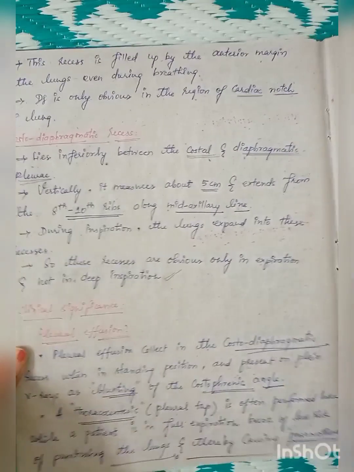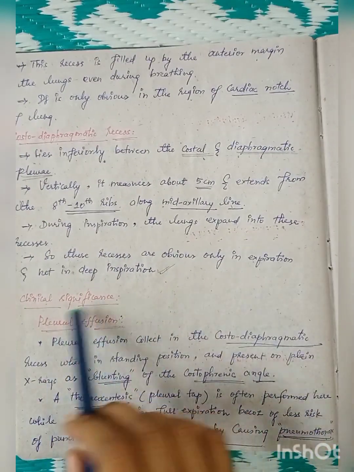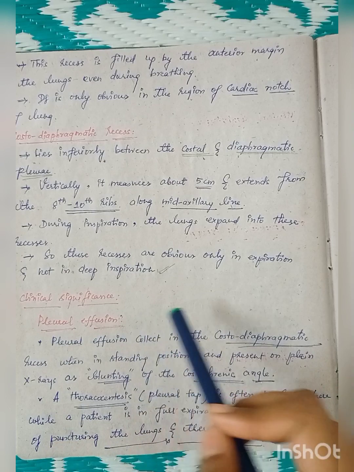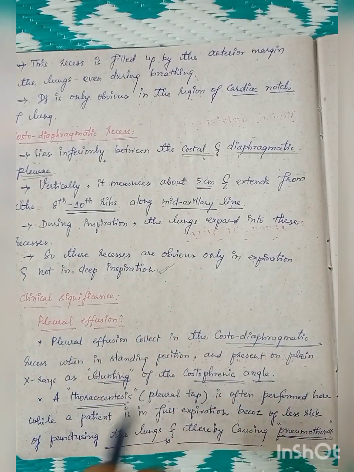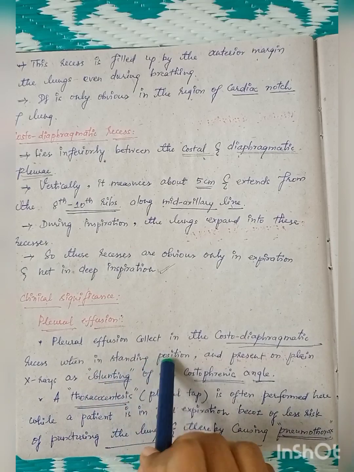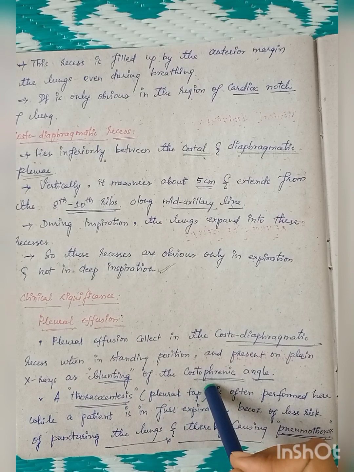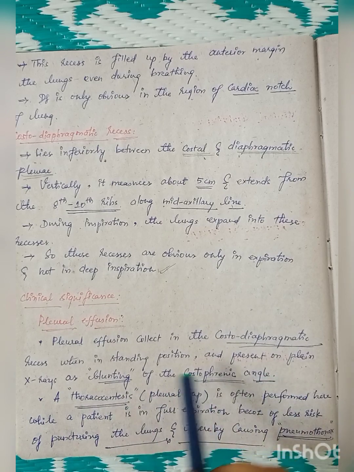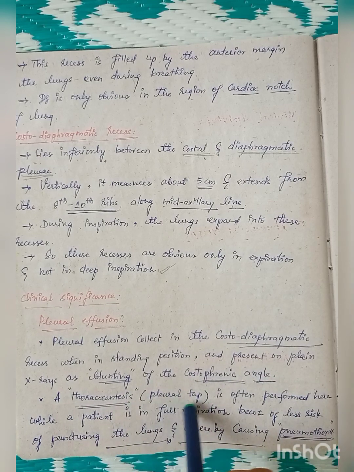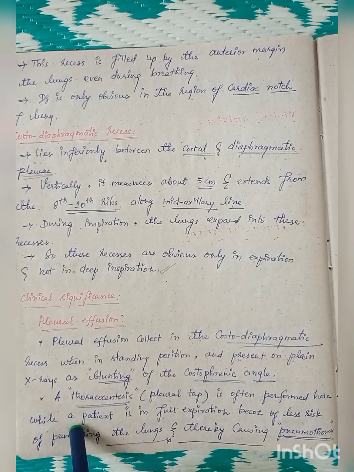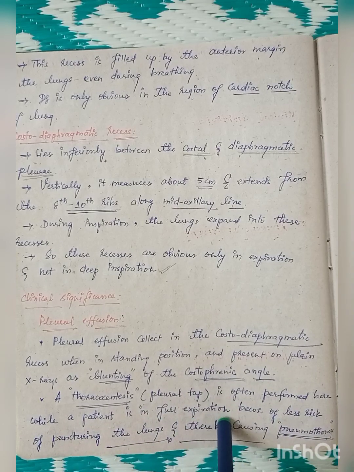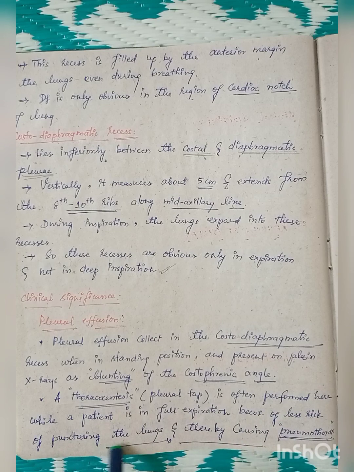Let us see about the clinical significance. Clinical significance here: pleural effusion. What is pleural effusion? Pleural effusion collects in the costo-diaphragmatic recess when standing, and presents on plain X-ray as blunting of the costophrenic angle. And a thoracocentesis, or pleural tap, is often performed here while the patient is in full expiration, because of less risk of puncturing the lung and thereby causing pneumothorax.